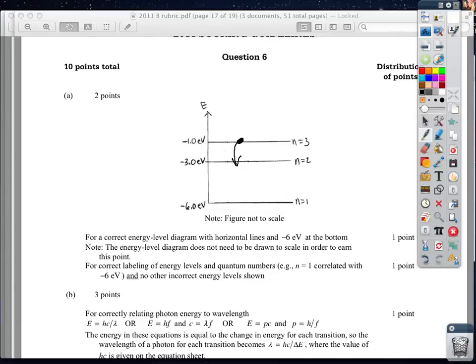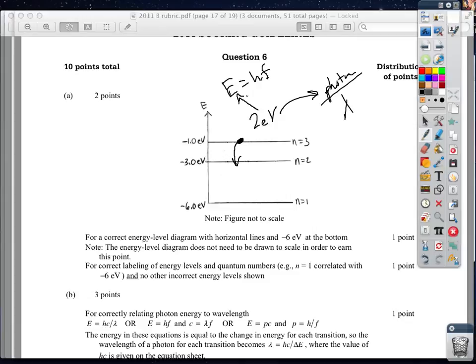What's the energy difference between 3 to 2? Yeah, 2 electron volts. And then that 2 electron volts is going to become a photon. And a photon has lambda. Right? So what we're saying is 2 electron volts, E is hf, right? And we're saying this energy, by the use of Planck's constant, is going to allow us to calculate the frequency of light that comes out.